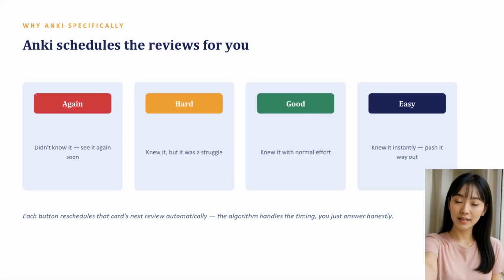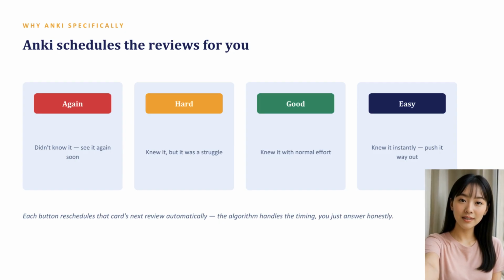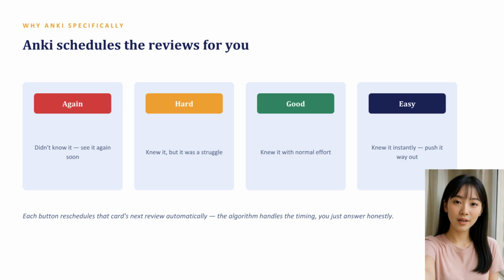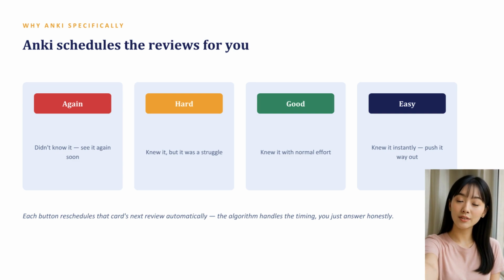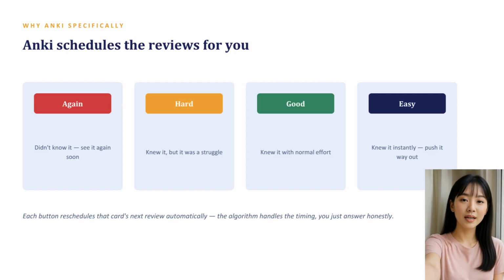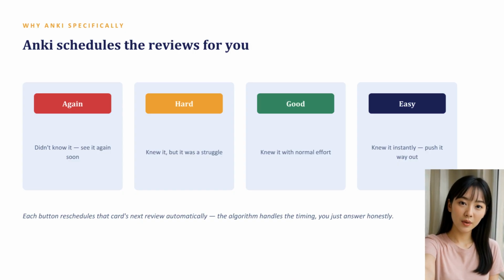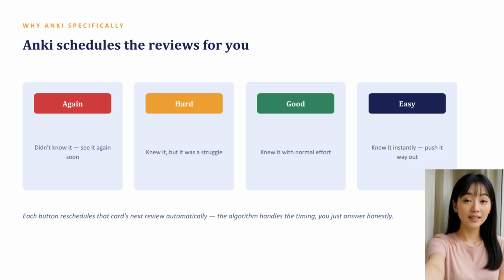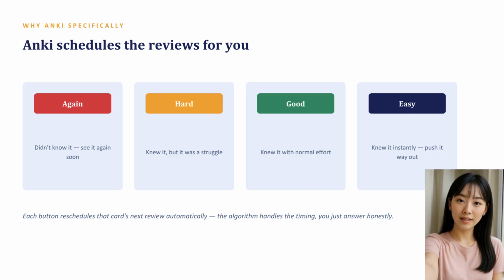Once your cards are imported, here's how actually reviewing them works. After you see each card and try to answer it, Anki gives you 4 buttons to rate yourself honestly. Again: you didn't know it, so it comes back to you soon, maybe even later today. Hard: you got it, but it was a real struggle, so it comes back a bit sooner than normal. Good: you knew it with a normal, reasonable amount of effort, so it follows the standard schedule. And easy: you knew it instantly, so Anki pushes it much further out, because you clearly don't need to see that card again anytime soon.